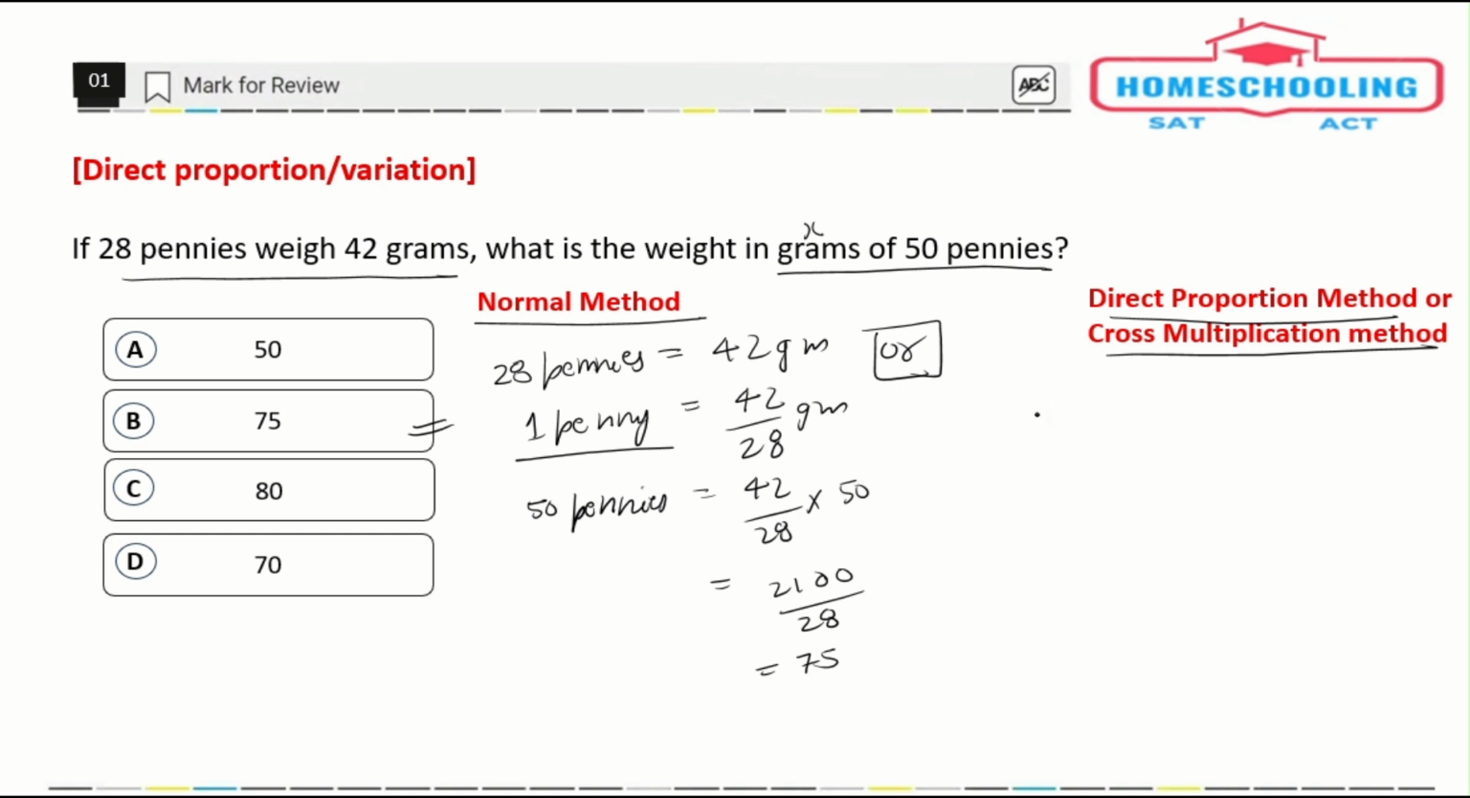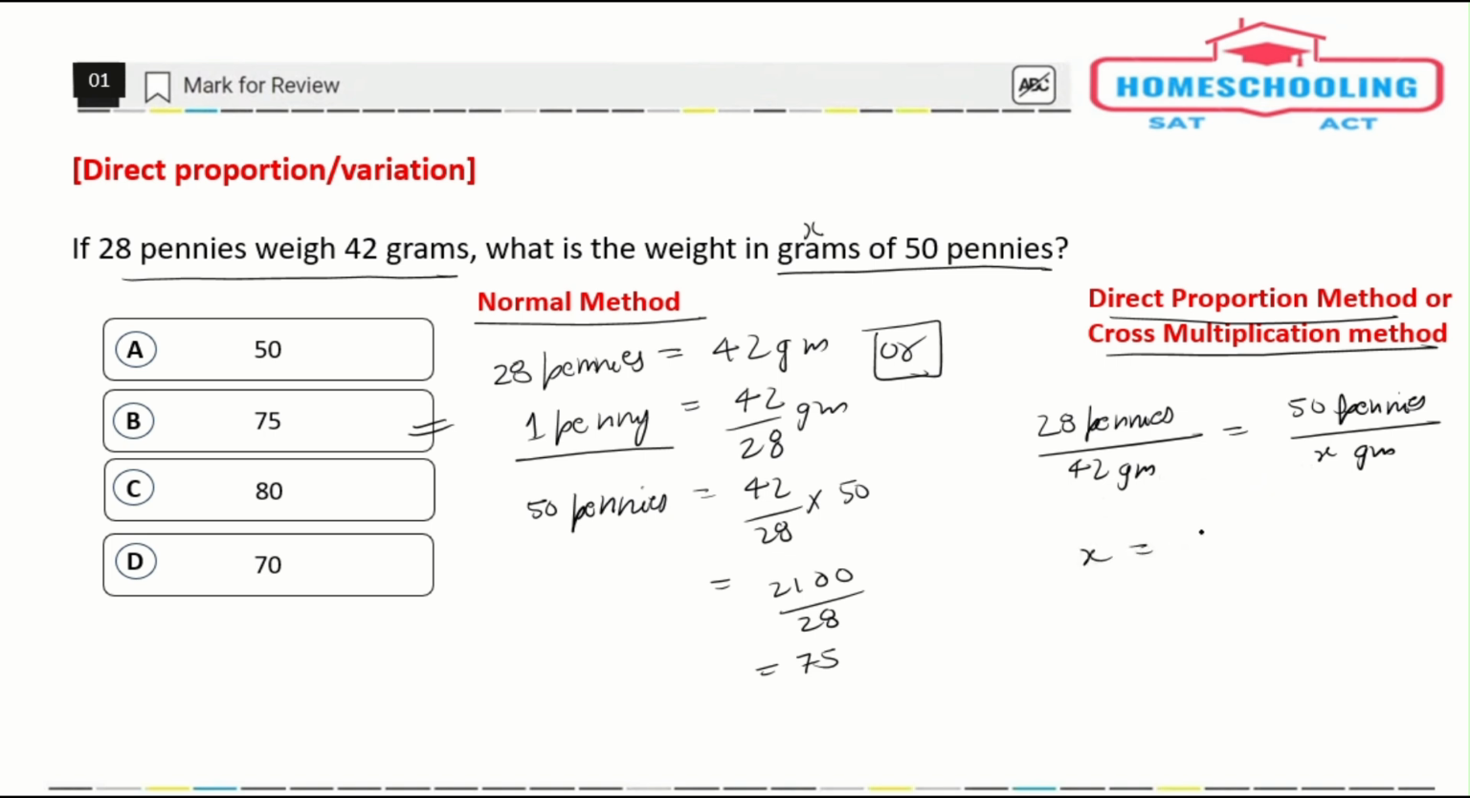So how are we going to write it? 28 pennies divided by 42 grams is equal to, so this is one pair here, 28 pennies and its weight, so we will put it in the ratio. Similarly, we will put 50 pennies, and we don't know what the weight is, so we will put it as x grams. Now we will cross multiply them and we will find the weight.